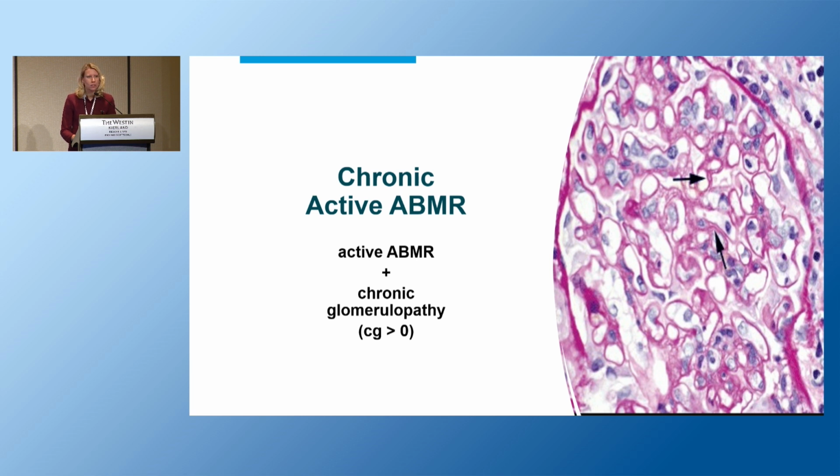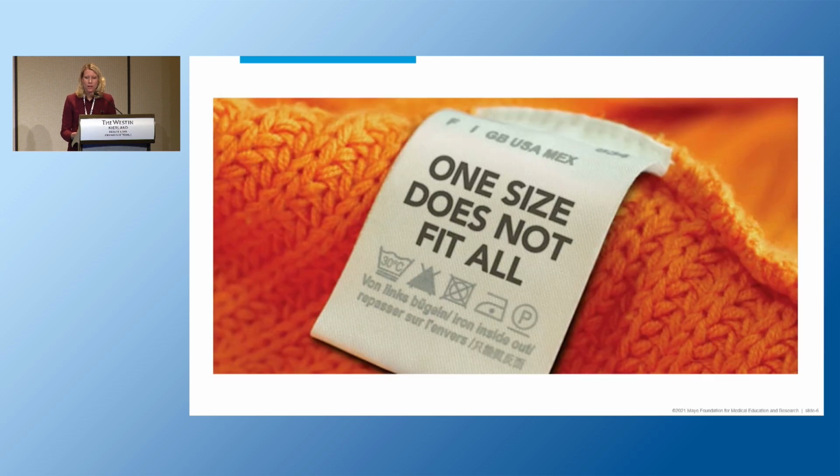The arrow is pointing to this double contouring of the glomerular capillaries. That's your transplant glomerulopathy, chronic glomerulopathy. So active ABMR plus chronic glomerulopathy gives you a chronic active antibody-mediated rejection. So that seems like a nice histologic classification, right?